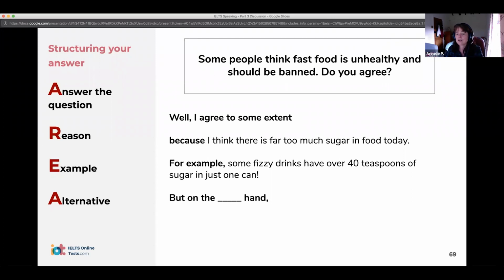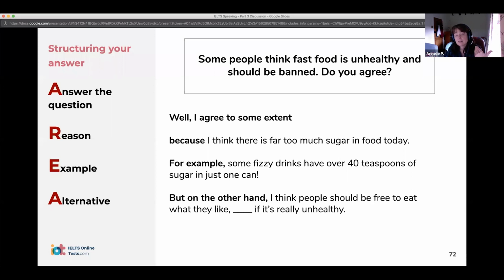Then we can give another way of looking at this. So we're giving the alternative point of view. On the other hand, an alternative argument is freedom is more important, let people make their own decisions. So what kind of missing word? Very nice, even if it's really unhealthy.